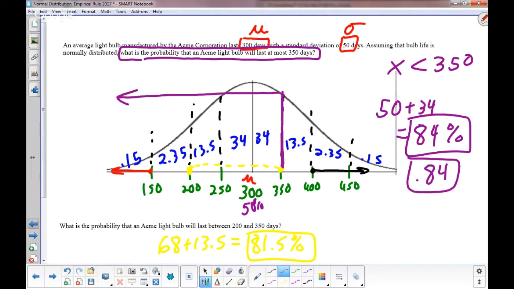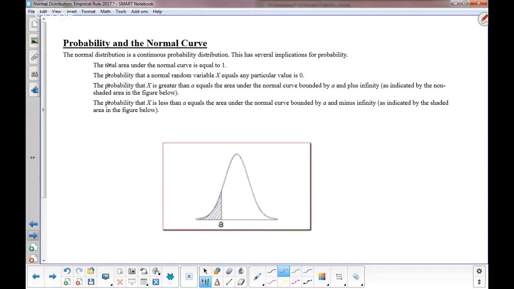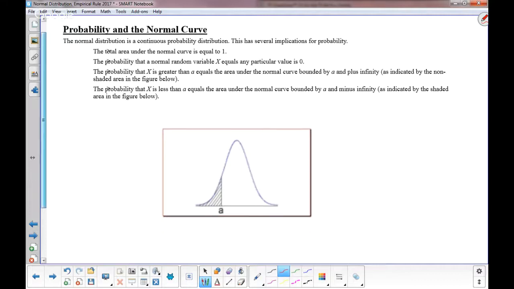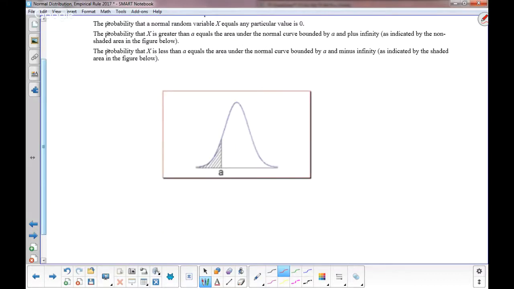This is what the standard deviations do. They break it up into easily addable portions. And this is basically how you figure it out. So greater than a number is the area under the curve up to plus infinity. But if we can't do it through the standard normal, we're going to use the calculator, and I'll show you how to do it in a minute.